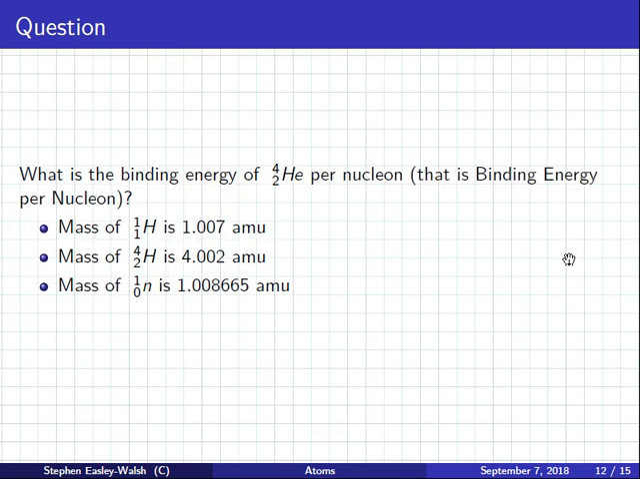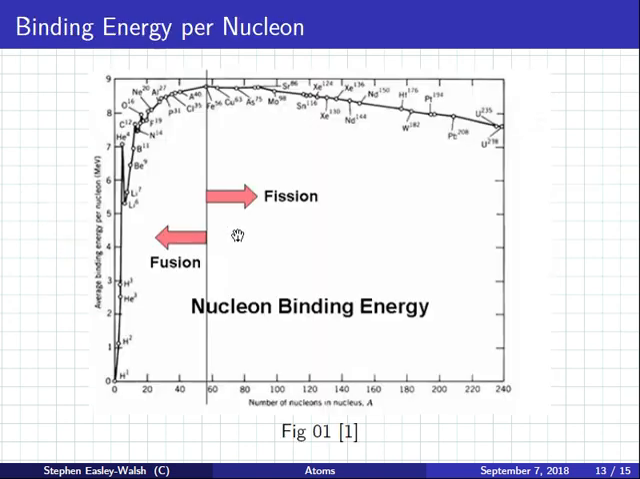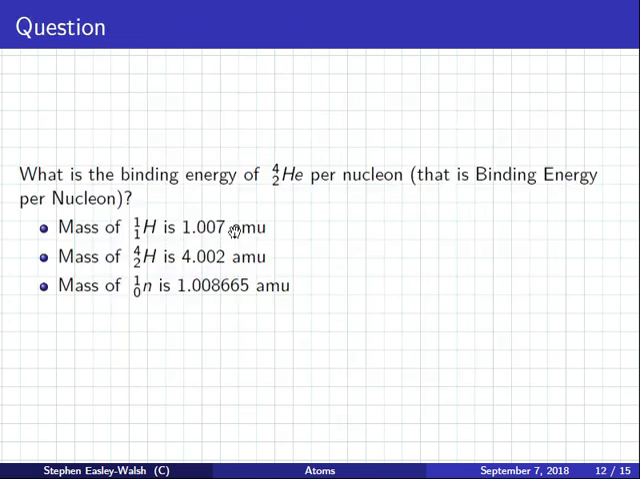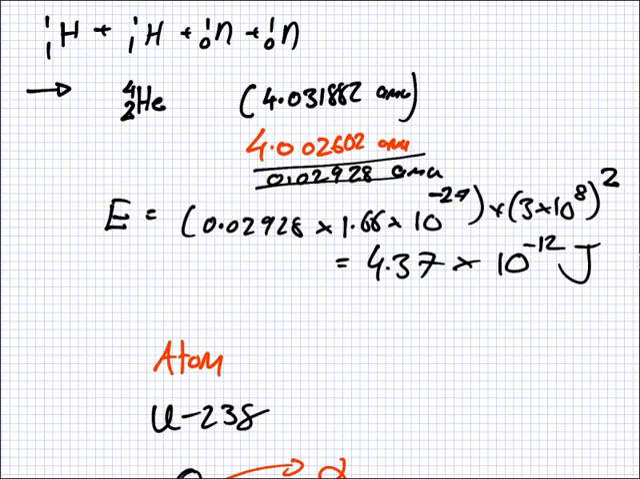So the next one, same thing again, but this time I want the binding energy per nucleon. So this is the energy it needs to keep the whole thing together. If it's bigger, it needs more energy. What we really care about is how much energy it has per nucleon. I'll show you what I mean.